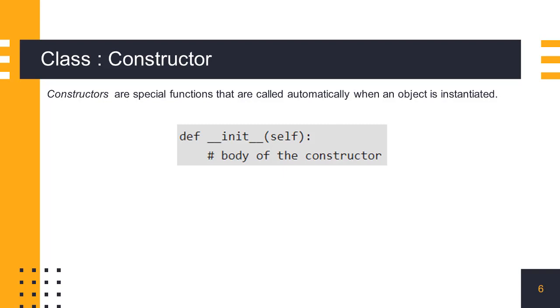The constructor function is declared in Python with a special name, init, with double underscores on both sides. It is a special reserved name in Python. Apart from the default argument of self, which is passed automatically by Python, we can pass any number of arguments to the constructor at the time of creating the class object to initialize the data members.